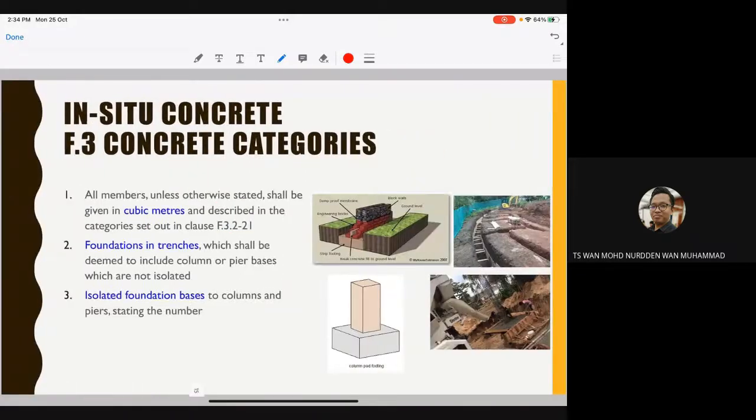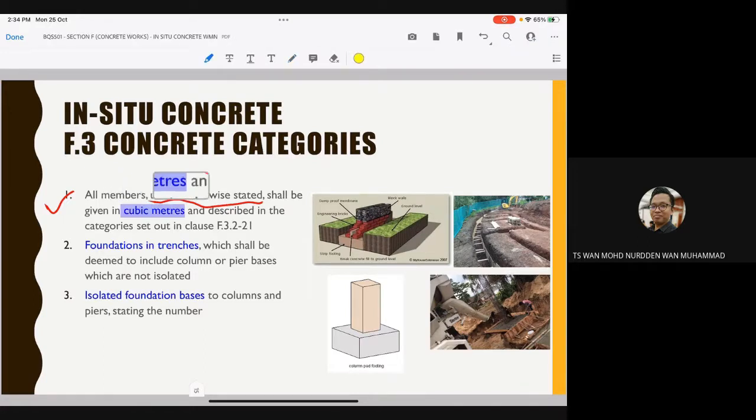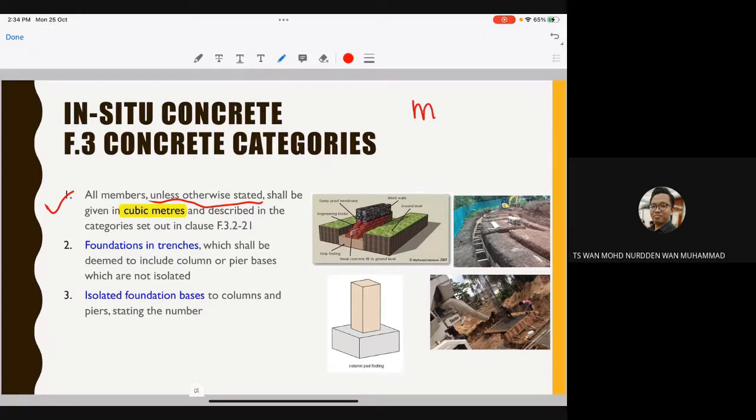Okay, kita tengok F.3. F.3 ni banyak kita discuss, F.3 concrete categories. Okay, all members, F3.1, all members unless otherwise stated shall be given in cubic meter. So unit dia dalam meter cube and described in a category set out in clause F.3.2 to 21, which is F3 yang ni lah yang kita discuss, yang ke bawah lah. Okay, so basically the unit is in meter cube lah, concrete.